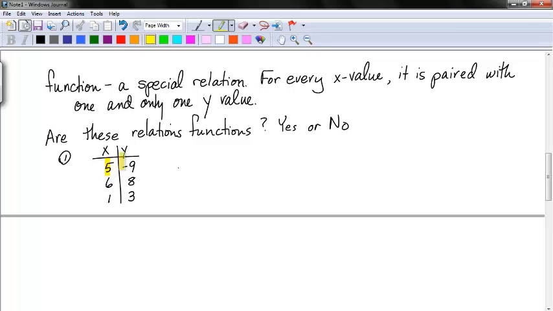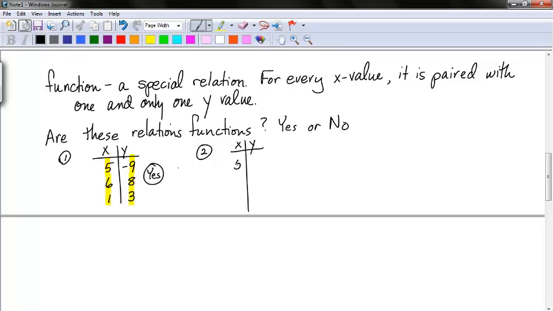What you have to do is look at each ordered pair and say, okay, 5 is mapped to -9. Is it mapped to one and only one thing? Yes. 6 is mapped to 8. Is 6 mapped to one and only one number? Yes. And 1 is mapped to 3. So yes, this one would be a function.